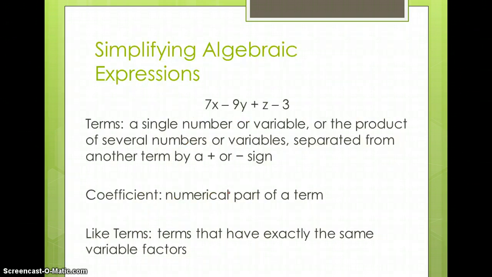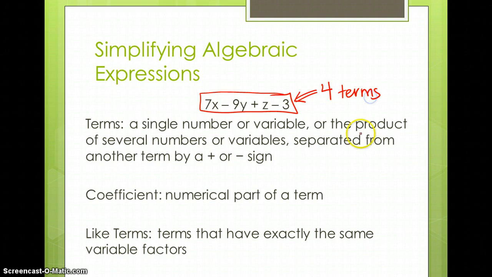This is just a review of the vocab from the last video. Terms, coefficient, like terms, just some different words you need to be aware of. Just a reminder, this is the exact same setup you had, but terms are segregated by addition, subtraction signs. You have 4 terms here. Like terms have to have the exact same variables. So these are words that are going to be important to you.